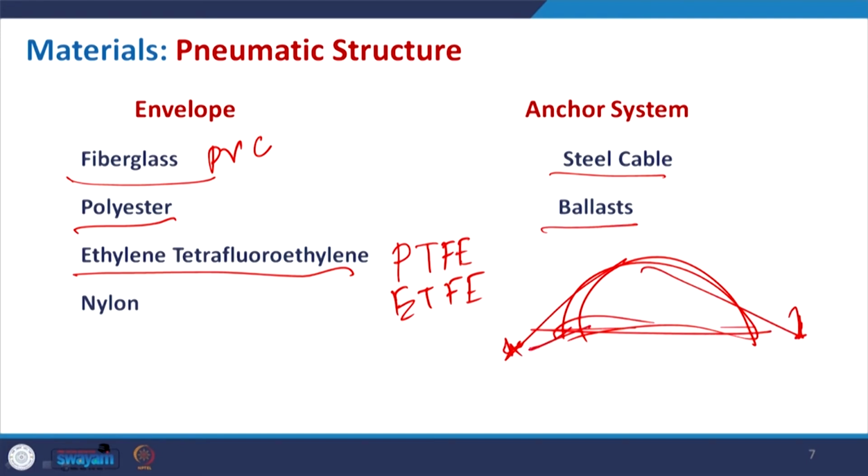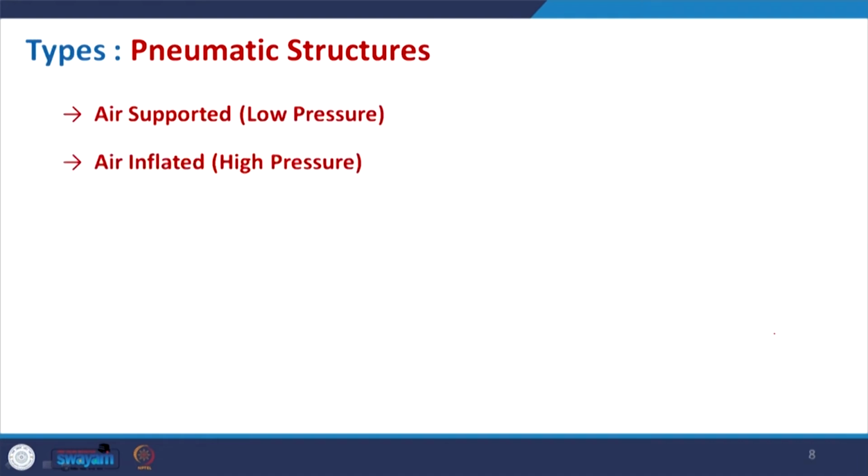So, where this can be supported with a temporary arrangement of a few bags of cement, or maybe a permanent post, or a very solid post just erected there and connected with this structure. Moving forward, the basic typology of pneumatic structure: we have two kinds. One is air supported, which is normally also low pressure, and the other is air inflated. So, we will discuss one after another.